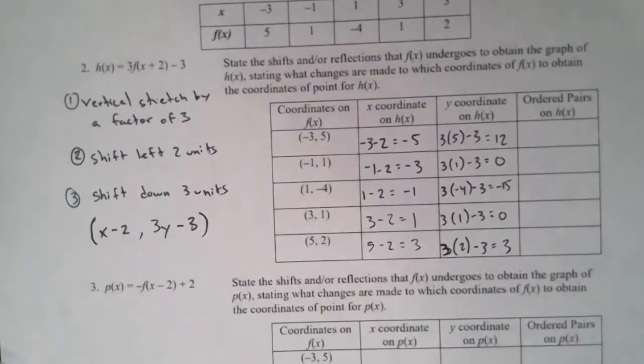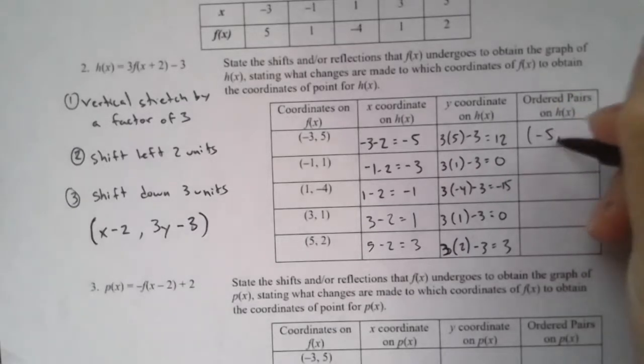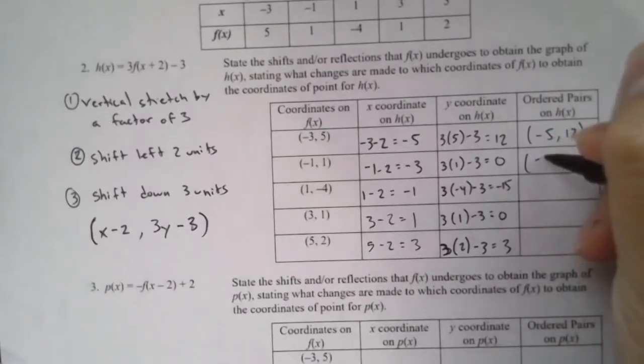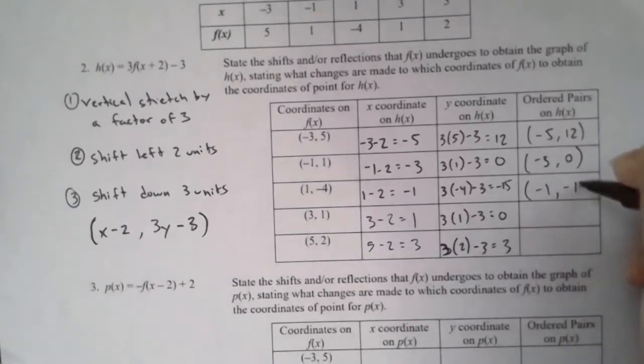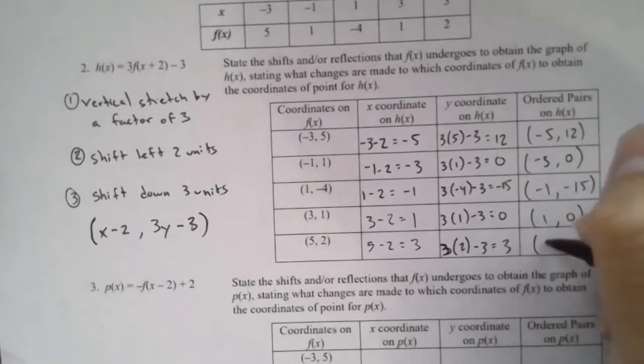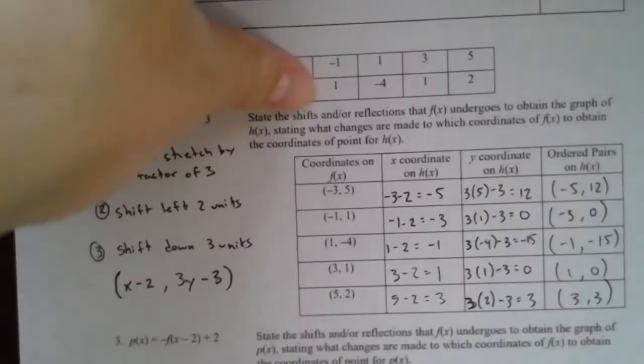Okay, now you put these together and you got your new ordered pairs. So (-5, 12), (-3, 0), (-1, -15), (1, 0), and (3, 3). Okay, that's it. Next one.